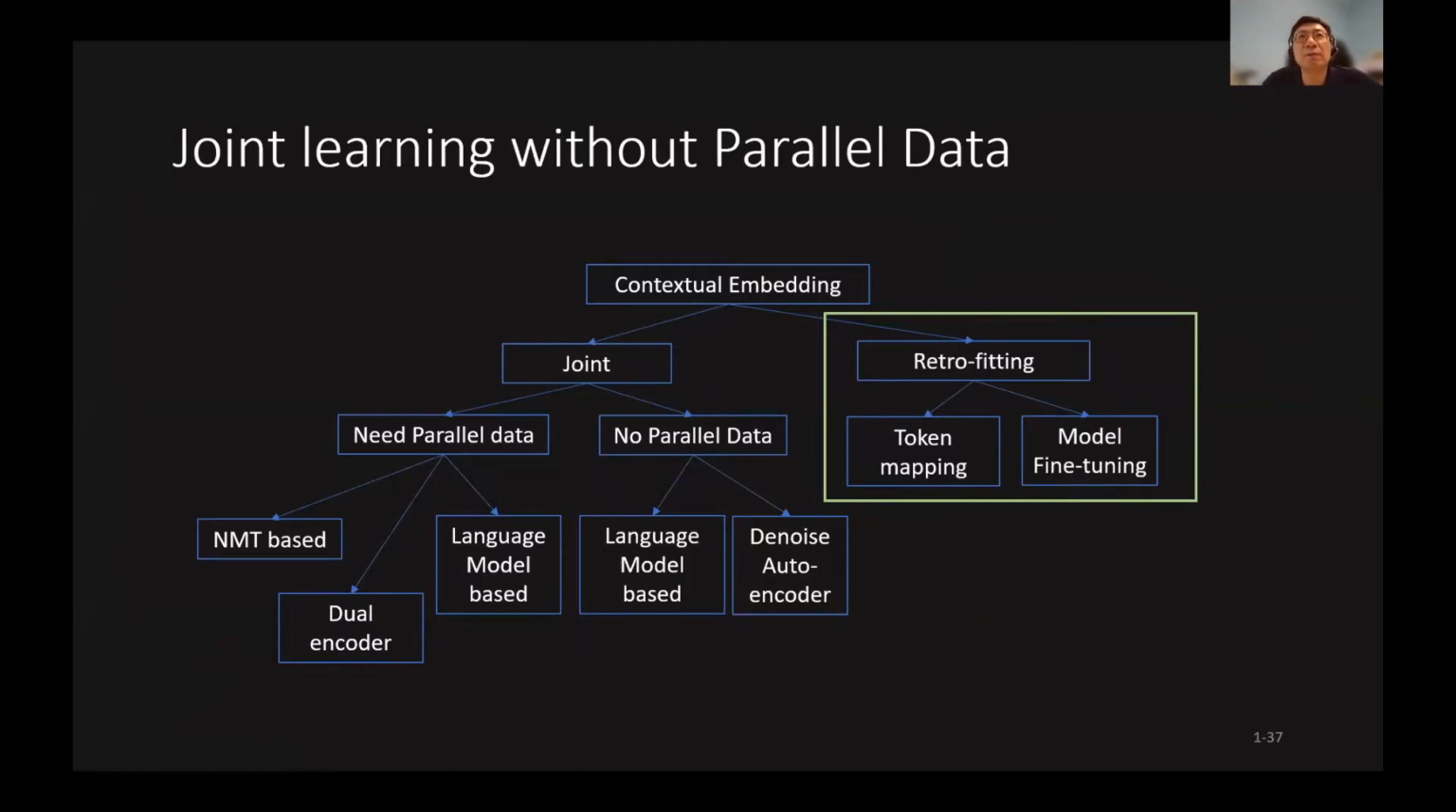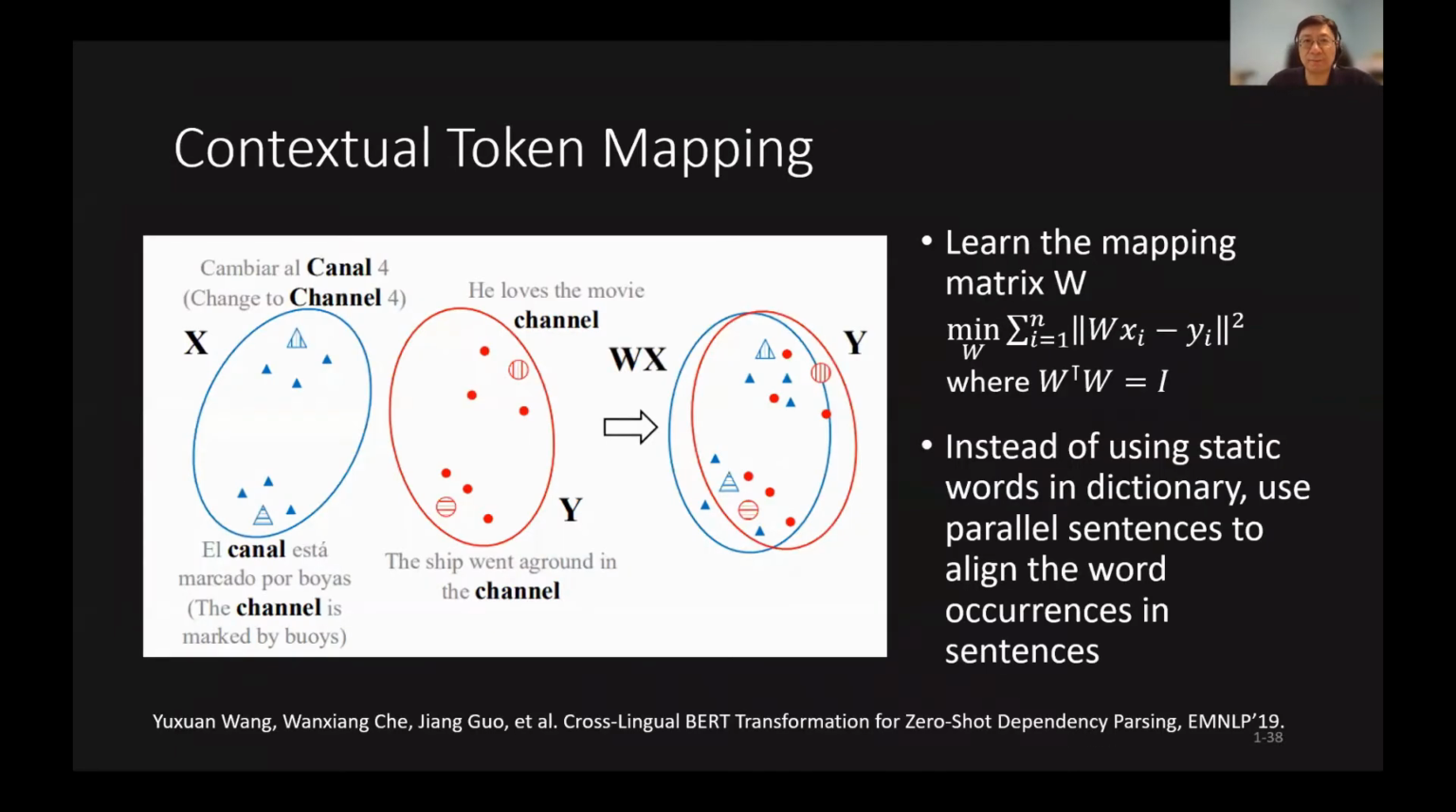Okay, so all the previous methods are joint learning methods in the sense that the cross-lingual alignment is learned at the same time with contextual embedding. In contrast, the retrofitting methods build the cross-lingual alignment or enhance the alignment after the learning of contextual embedding. So in the following, let's also look at the two representative methods.